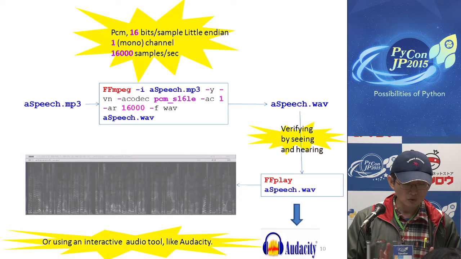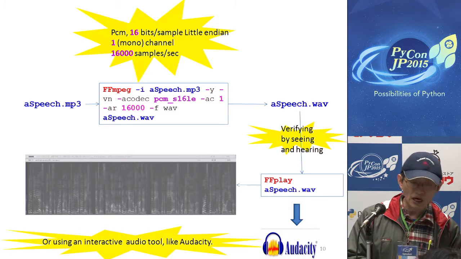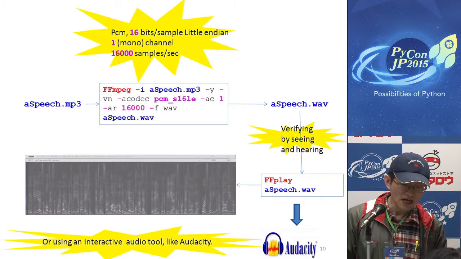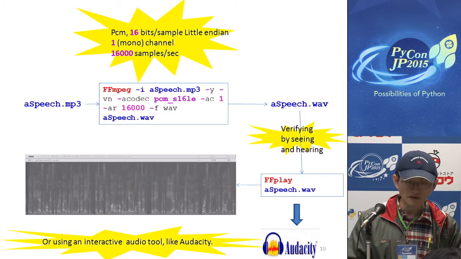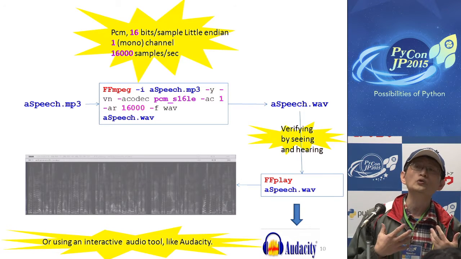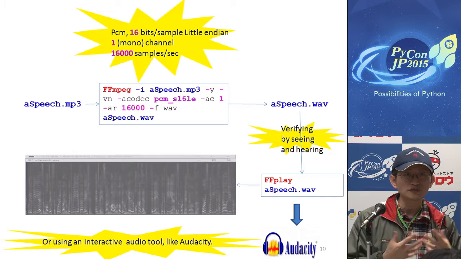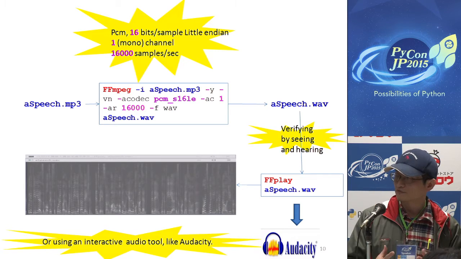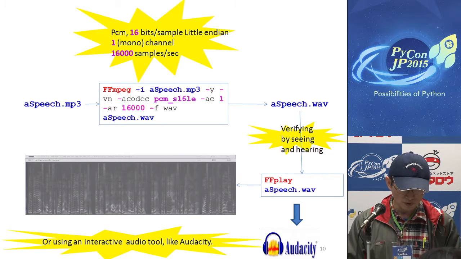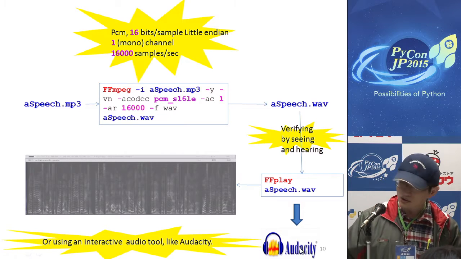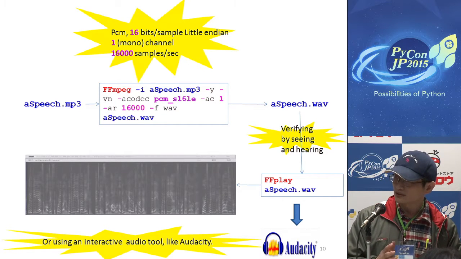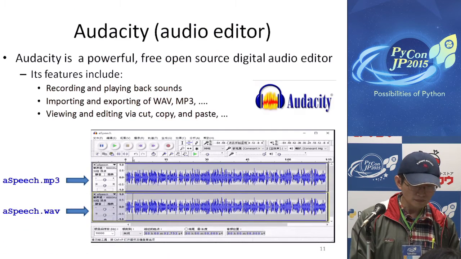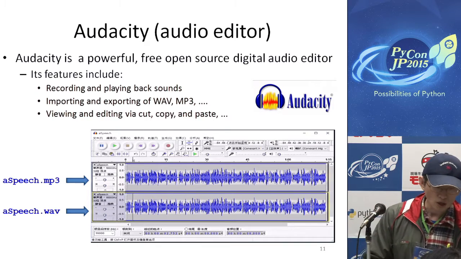So this is how MP3 is converted to a wave. At the same time, it is very good to have an audio tool to view or further edit your audio, your wave. For example, we just use Audacity as an aid, such that we can view the audio signal. Okay, this is Audacity.